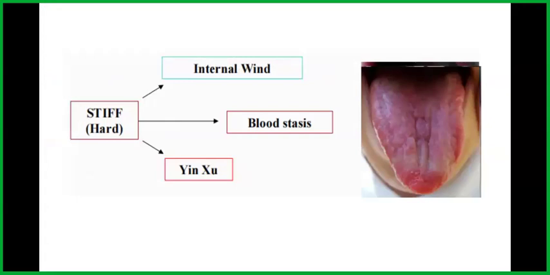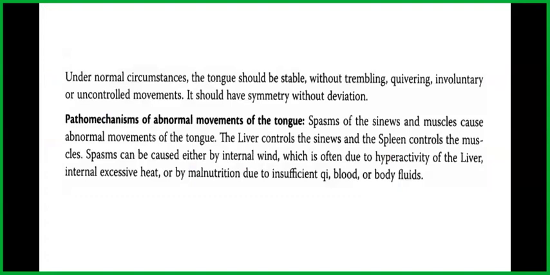Under normal circumstances, the tongue should be stable, without trembling, quivering, involuntary, or uncontrolled movements. It should have symmetry without deviation. And let's look at the pathomechanisms of abnormal movements of the tongue. Spasms of the sinews and muscles cause abnormal movements of the tongue. The liver controls the sinews and the spleen controls the muscles. So spasms can be caused either by internal wind, which is often due to hyperactivity of the liver, internal excessive heat, or by malnutrition due to insufficient qi, blood, or body fluids.